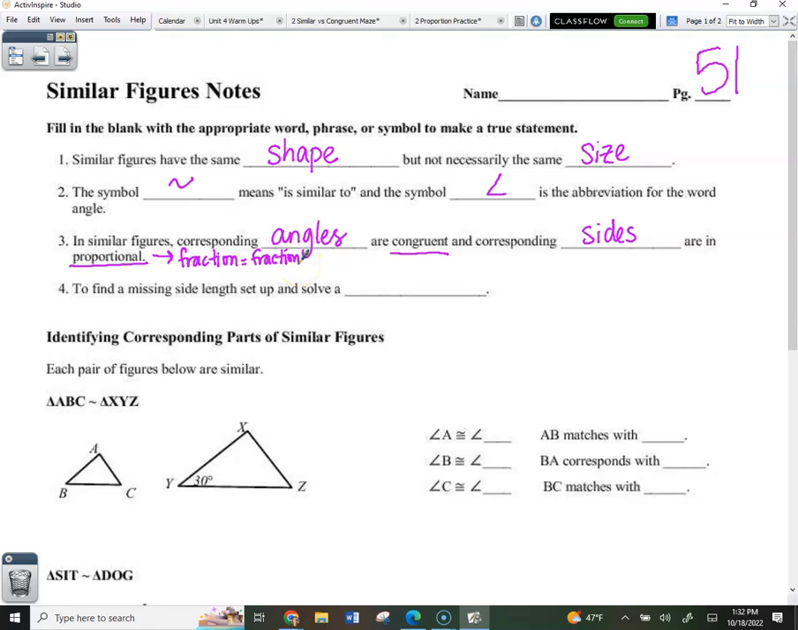All right, this is really important that you wrap your mind around this. If I take a shape and I dilate it, I have similar figures, which means the angles that pair up are equal, but the side lengths are not. However, they are proportional. To find a missing side length, set up and solve a proportion.